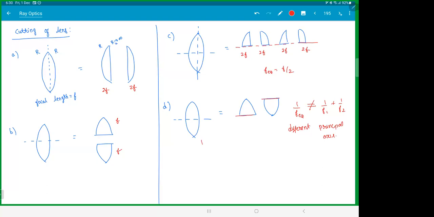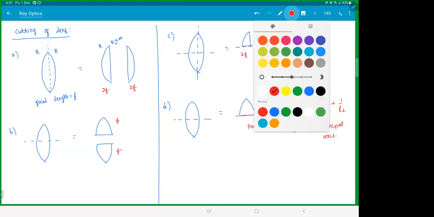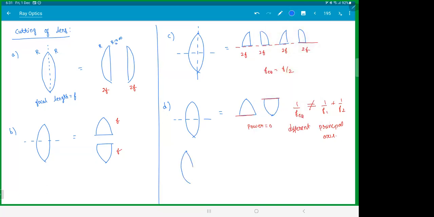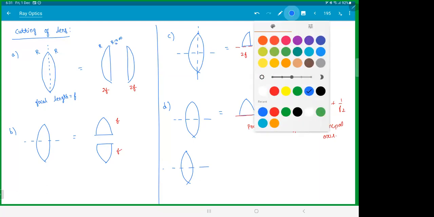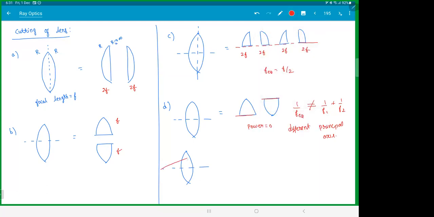But this would be a pretty good answer here. The answer for this is power is 0. If you make it like this, I'll show you why. You get a 0 power. Reason: if you send light rays from here, the light rays from the top actually bend down. The light rays which go below come up. So if you make a lens like this and you send a light ray, the ray which is going up comes down, and this ray goes up, and you get a parallel ray out.